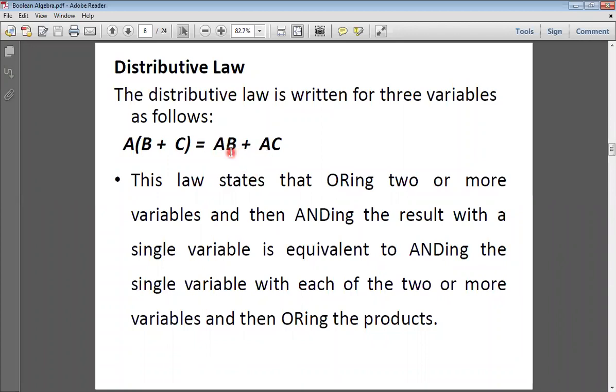Now to realize this, how many gates do we need, what gates, and how are they interconnected? AB is nothing but A dot B, which is realized by using an AND gate. And how do you get this term? A dot C, which is an AND gate, another AND gate. These two results are to be added with an OR gate. So we need a total of 3 gates: one AND gate for this term, a second AND gate for this term, and one OR gate to add these two terms.